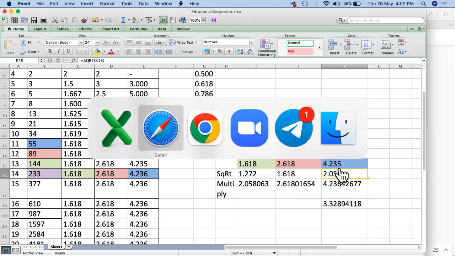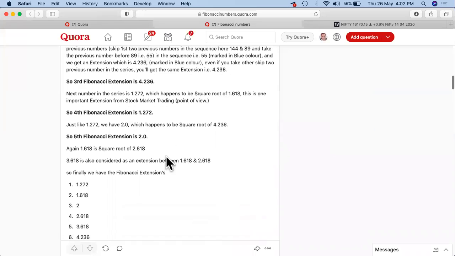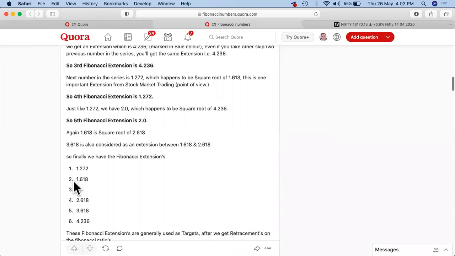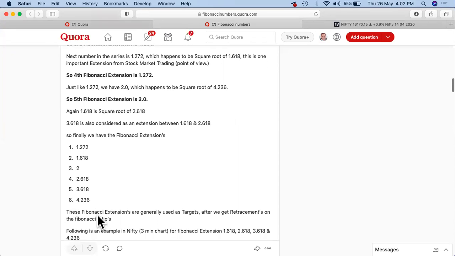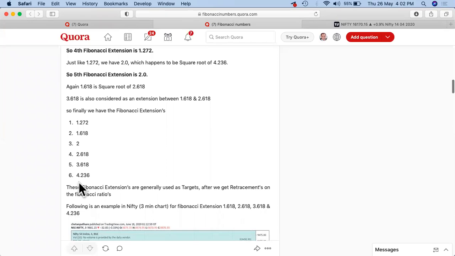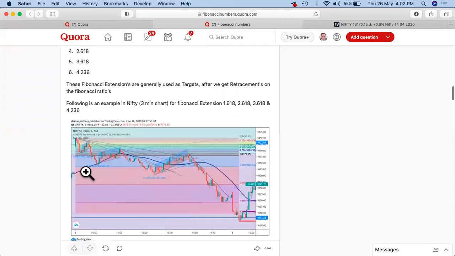So these are the extensions that we get, right? The extensions are 1.272, 1.618, 2, 2.618. There is one more extension which has been added between 2.618 and 4.236, that is 3.618, right? And then we get the last one, 4.236. So 1, 2, 3, 4, 5, 6. These are the 6 extension numbers which we have. And here we have just taken a few examples.